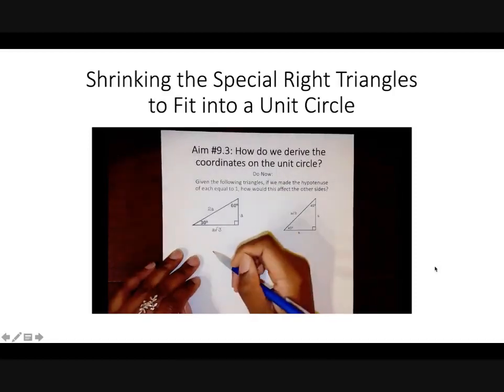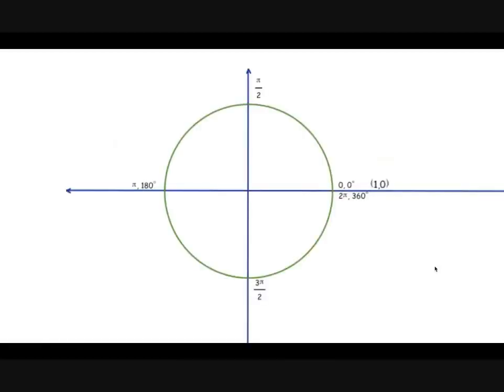Okay, so now let's move on. So now with that information, let's look at a unit circle. We have the 4 quadrants that are marked off in degrees and in radians. So notice here that because this is a unit circle, all of the radii are equal to 1. So this has a length of 1.